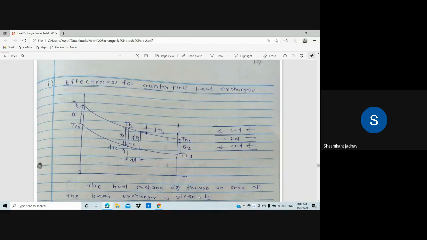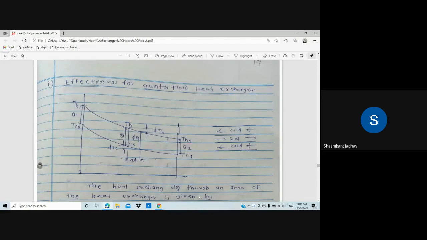This is the graphical representation, and at the right hand side this is the flow arrangement. At the center there is a hot fluid which is moving from the left hand side to the right hand side, and at the periphery of that pipe there is another pipe, and in that pipe cold fluid is moving from the right hand side to the left hand side. Means hot fluid and cold fluid are moving in the opposite direction, that is nothing but a counter flow heat exchanger. So for that we have to draw the graphical representation and flow arrangement.